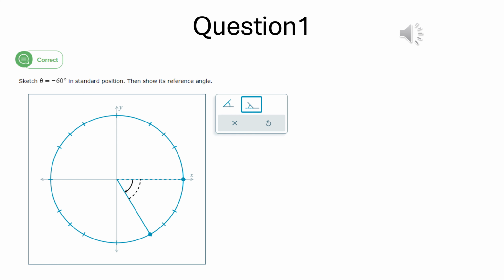However, if you want to find the reference angle, you click on this icon. In this case, it's positive 60. So it's exactly the same but in the opposite direction.